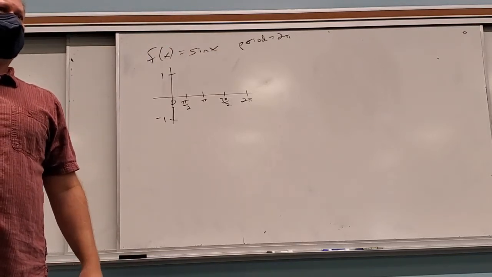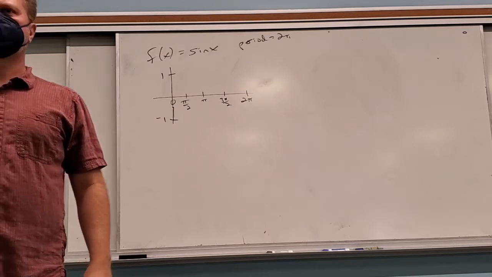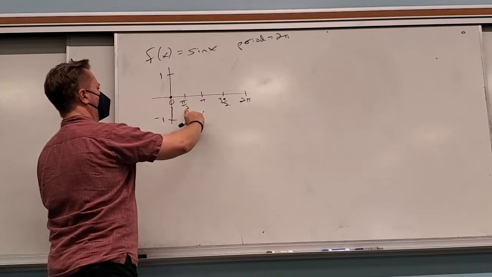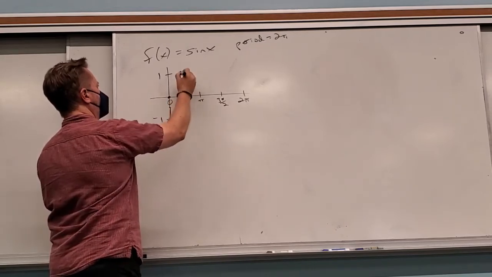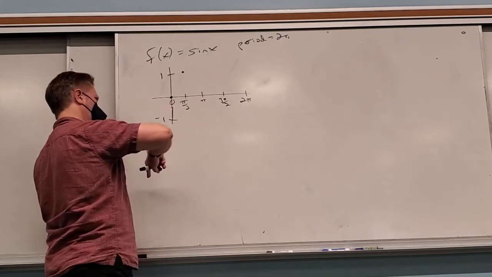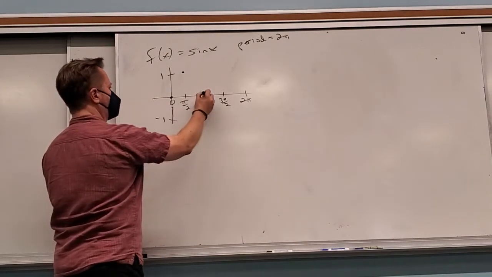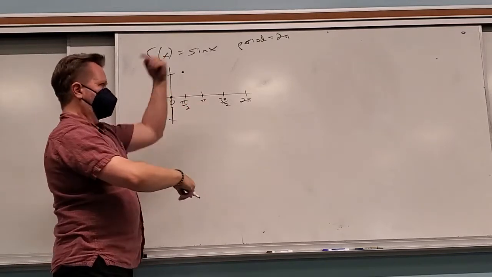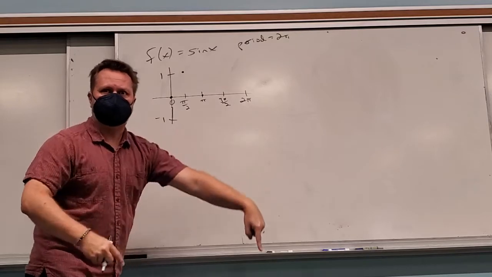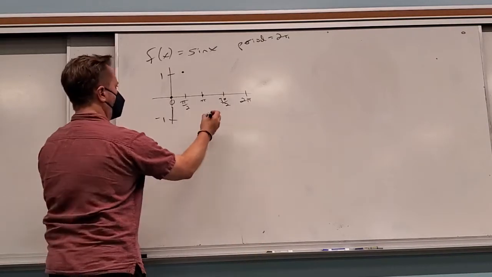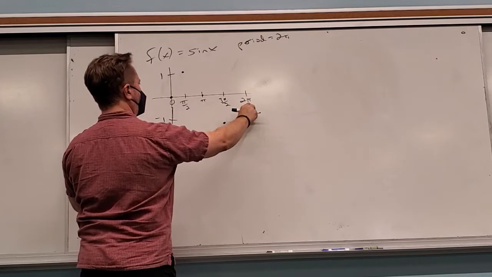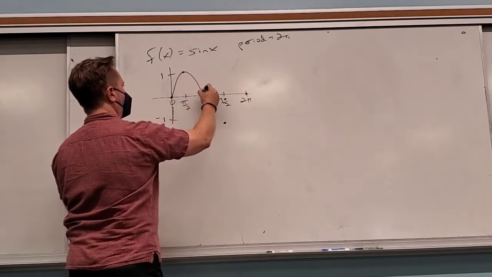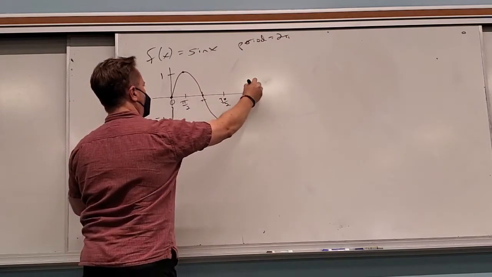What does it start at? What's sine of 0? 0. Sine of pi over 2? 1. That's where it's all positive y. Sine of pi? 0, because now it's back on the x-axis. Sine of 3 pi over 2? Negative 1, because now it's down below. And then sine of 2 pi? 0 again. So it goes like this.